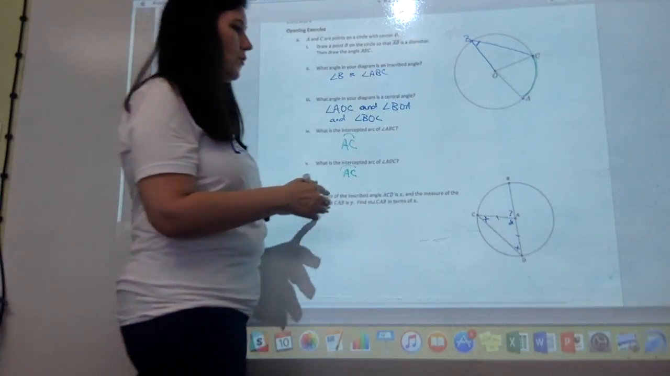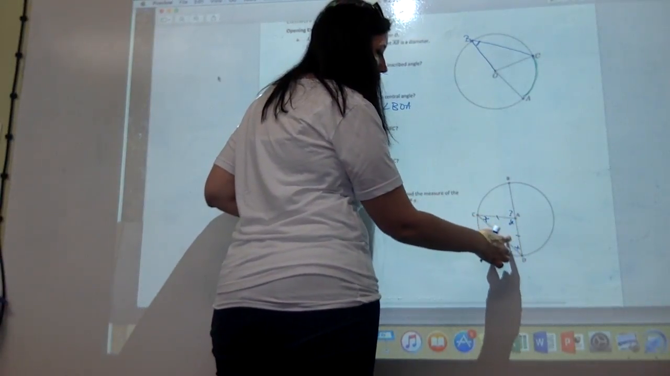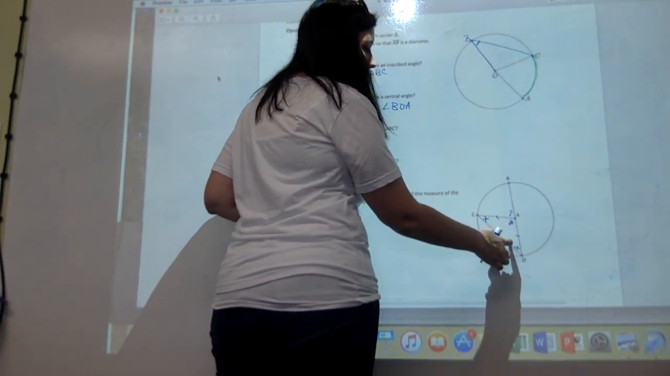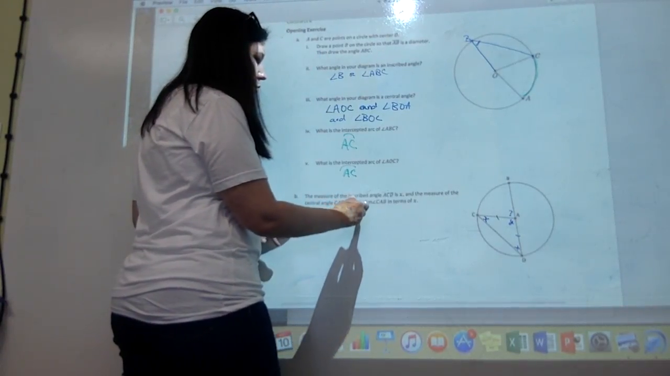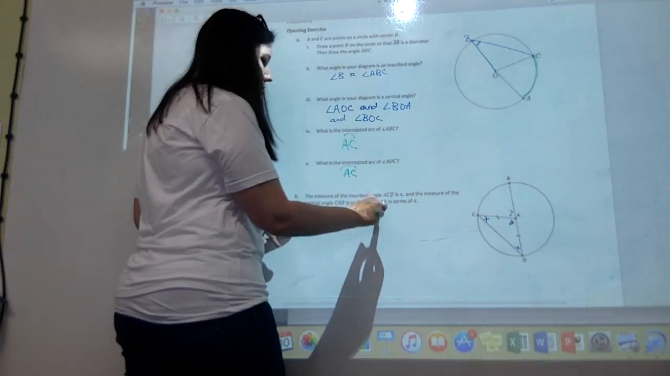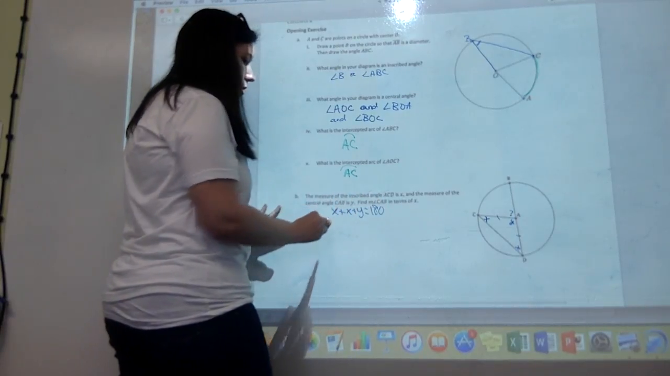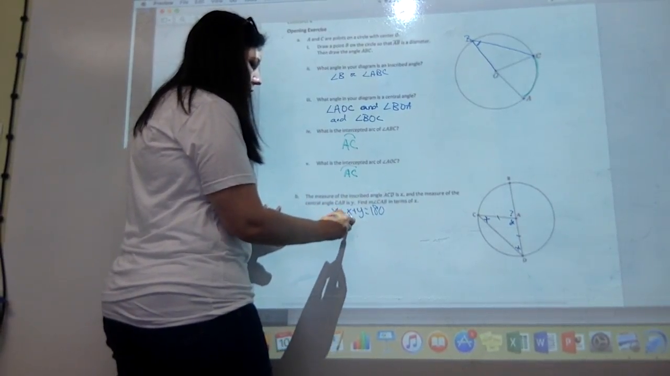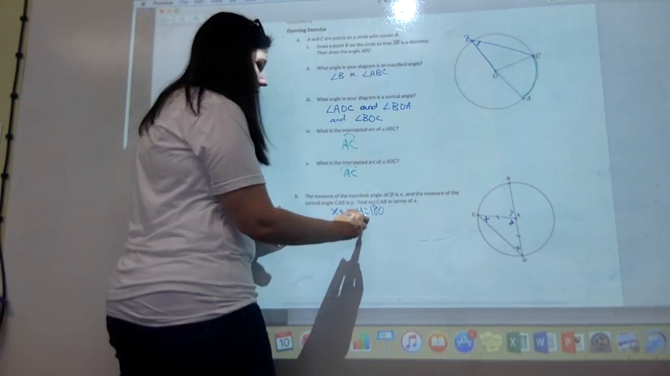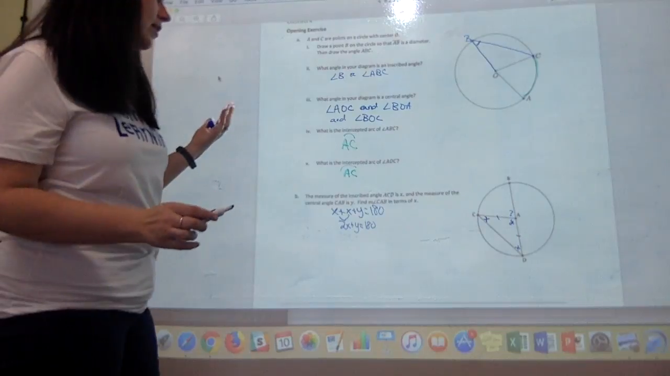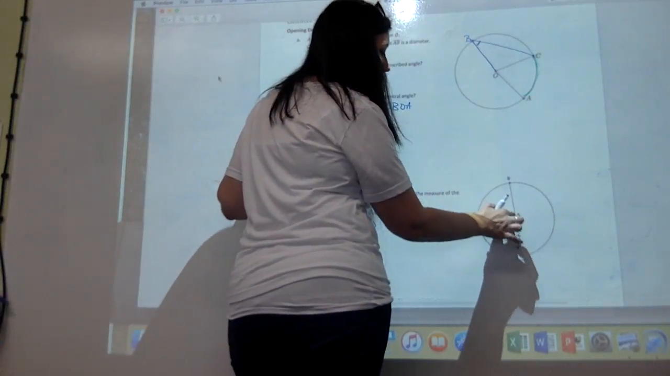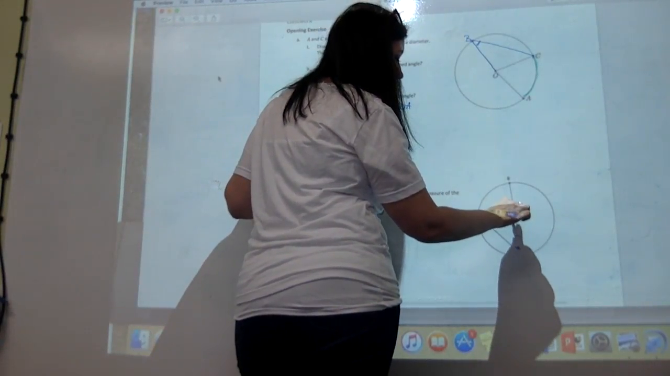So we know all three of these have to add up to what? 180. So 2x plus y has to equal 180. So let's call the one I'm wanting to know z.